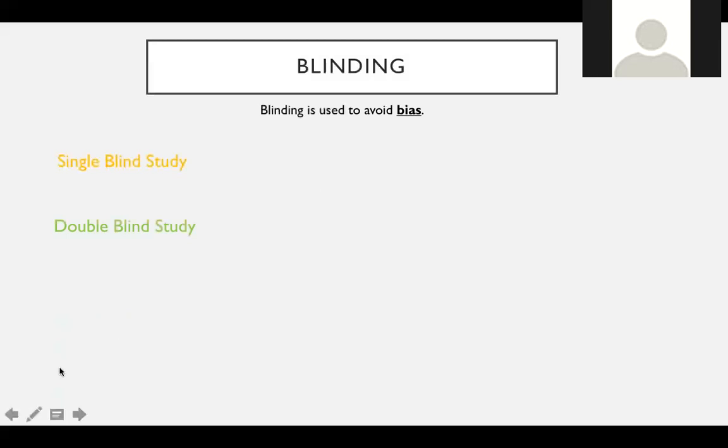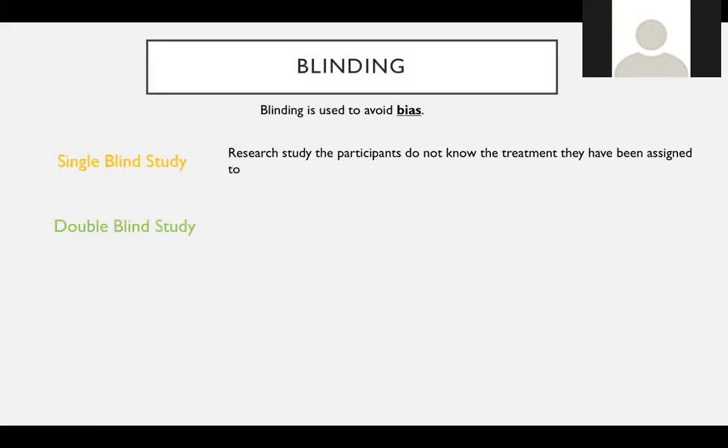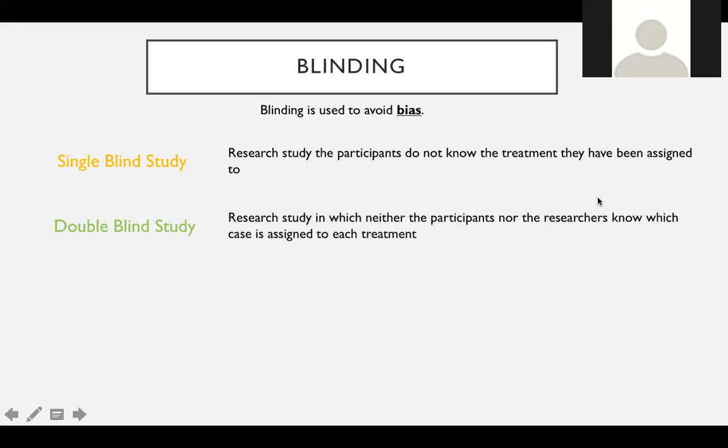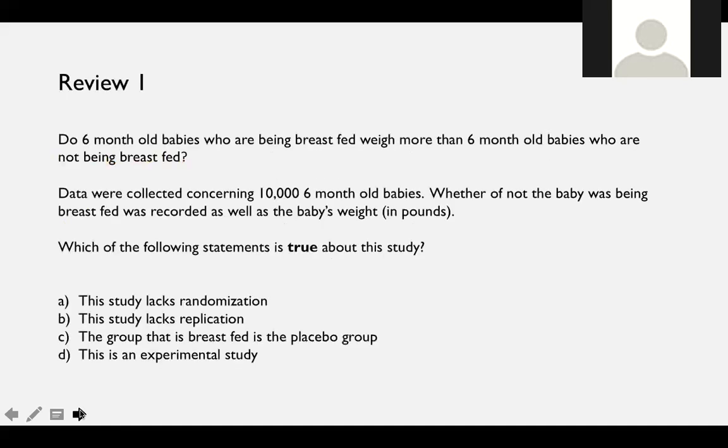A single-blind study is a research study where only the participants do not know the treatment they've been assigned to, but the researchers do. And a double-blind study is when neither the participants nor the researchers know which case is assigned to each treatment. So it's really just about who knows which case is assigned to each treatment. In a single-blind study, only the participants don't know. In a double-blind study, neither the participants nor the researchers know.